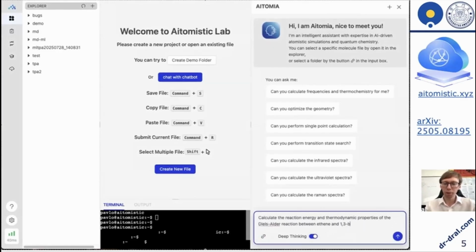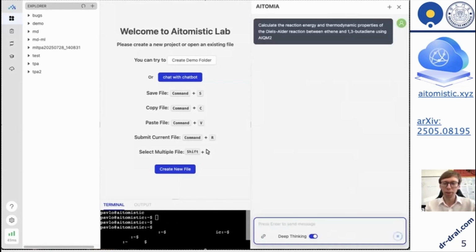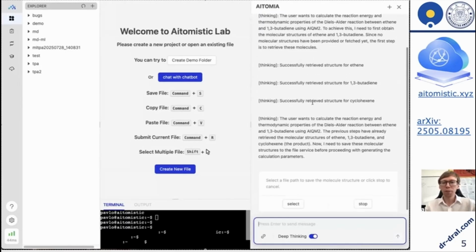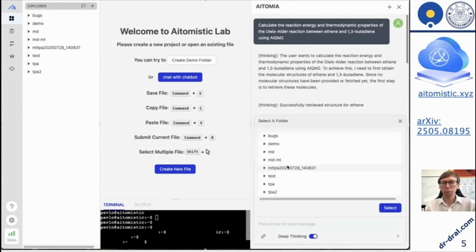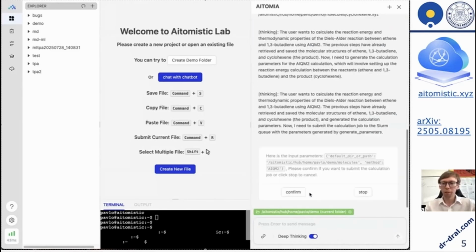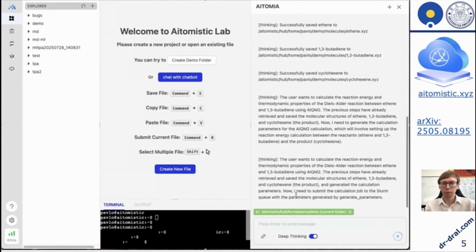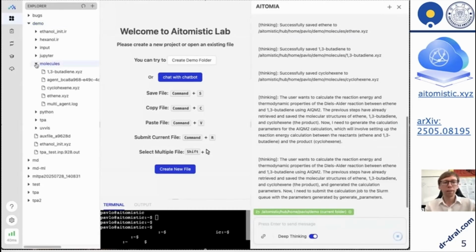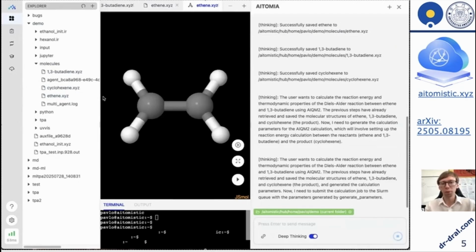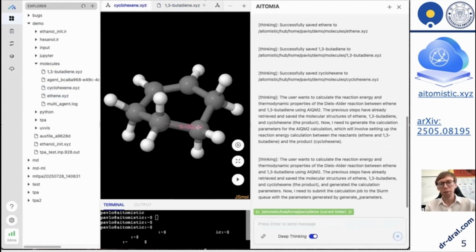So we ask it to calculate reaction energies and thermochemistry for this Diels-Alder reaction between very simple molecules, ethene and 1,3-butadiene. So we don't even tell it what the product is. It's capable of understanding what the product would be. And so it fetches initial XYZ structures for these molecules, again without a human providing the XYZ structure. And as you can see, these structures are very reasonable. So the user can check them online.